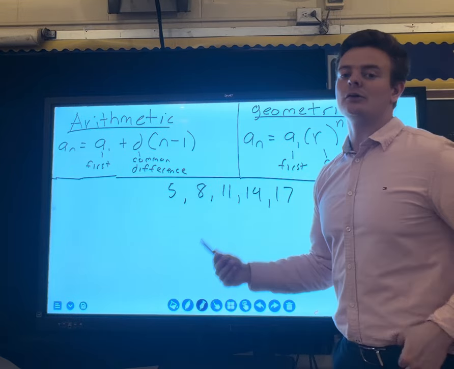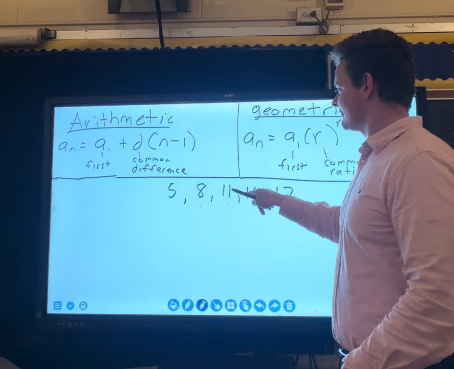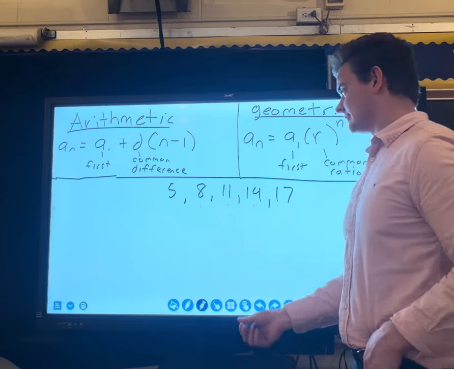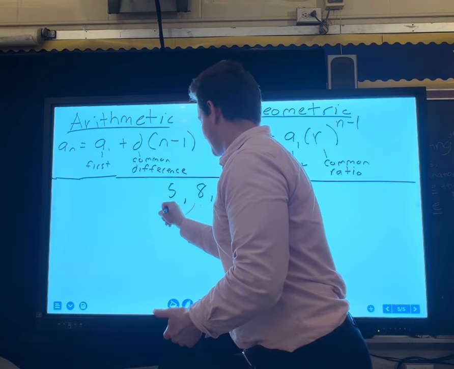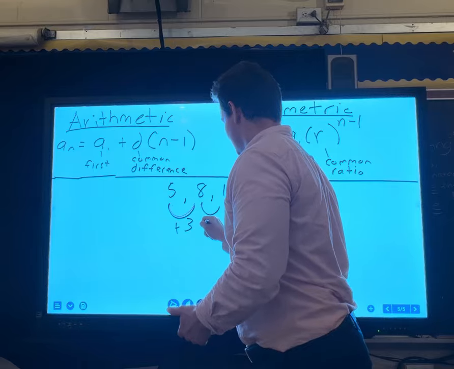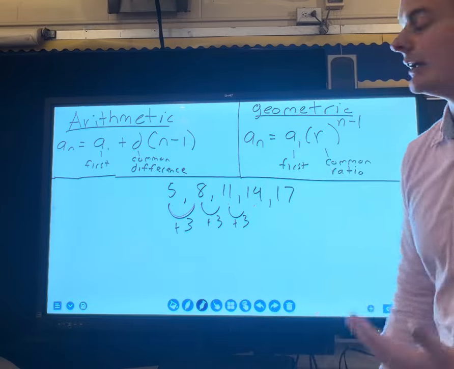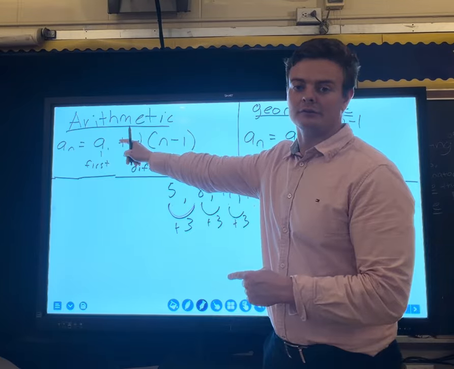Arithmetic means adding or subtracting. 5 to 8, 8 to 11, 11 to 14, 14 to 17. What am I changing by? I'm changing by plus 3, plus 3, plus 3. That's my pattern. And since I'm adding, that means it's an arithmetic pattern.